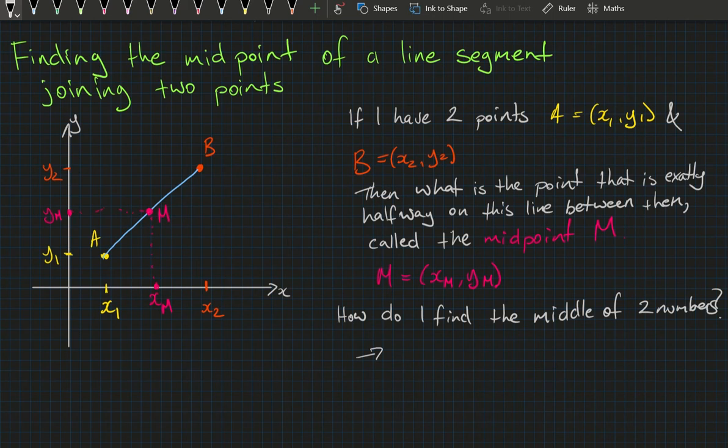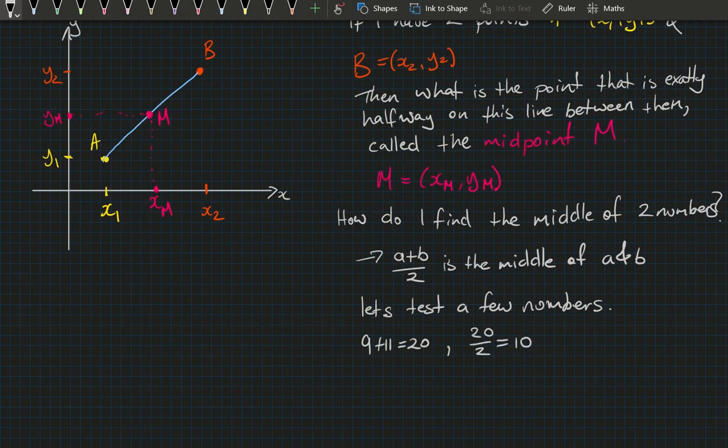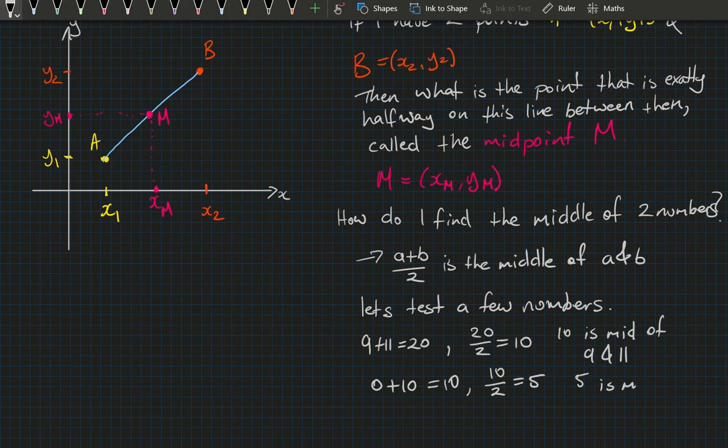Well, the fact is that a plus b divided by 2 is the middle of a and b. Now I could ask you to just believe me, but let's test that with a few numbers. So 9 plus 11 is equal to 20, and 20 divided by 2 equals 10, and 10 is the middle of 9 and 11. 0 plus 10 adds up to 10, and 10 divided by 2 is 5, and 5 is the middle of 0 and 10, or halfway to 10.